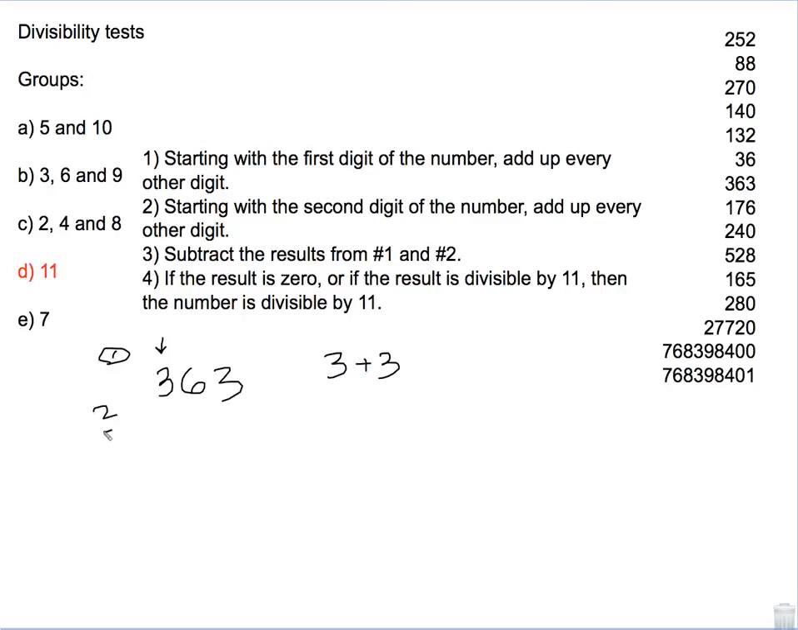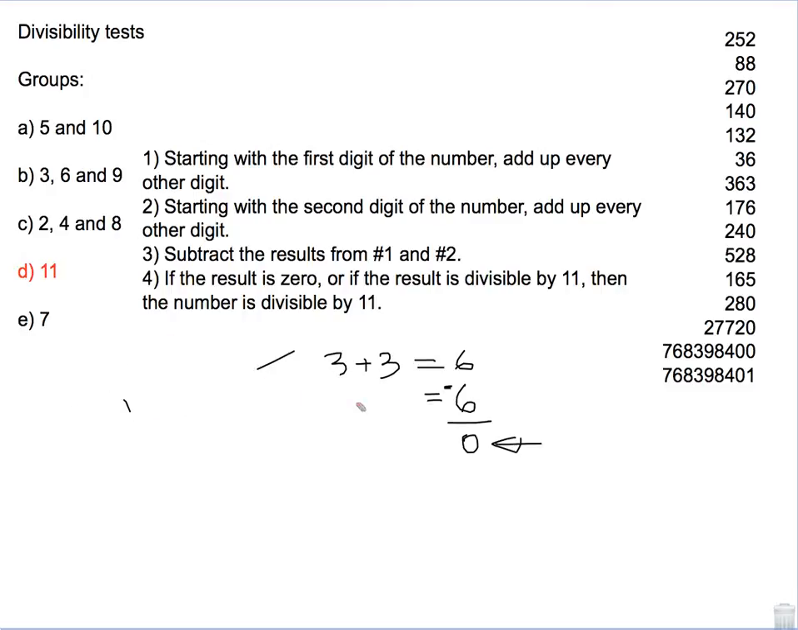Then, second, we'll start with the second digit and add up every other digit. So that would be just 6. So this is 6 and 6. And then we subtract these results from each other, and in this case get 0. And if the result of this subtraction is either 0 or a multiple of 11, then the number is divisible by 11. So 363 is divisible by 11.